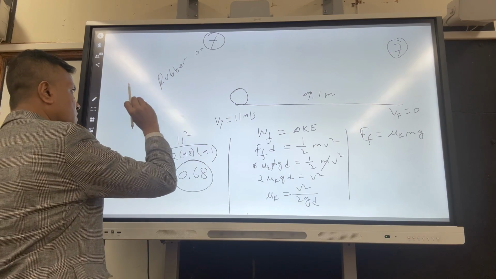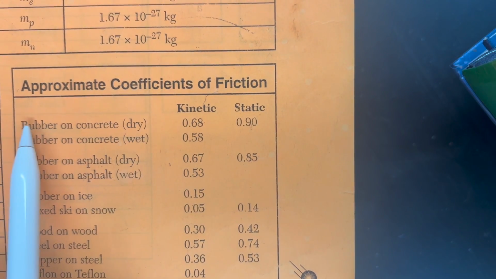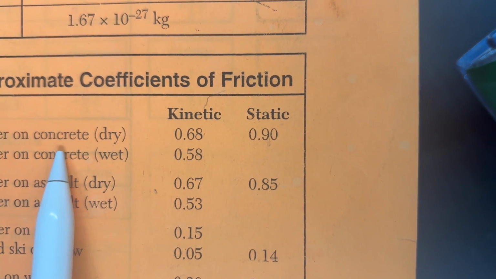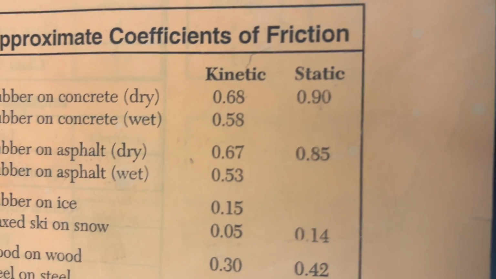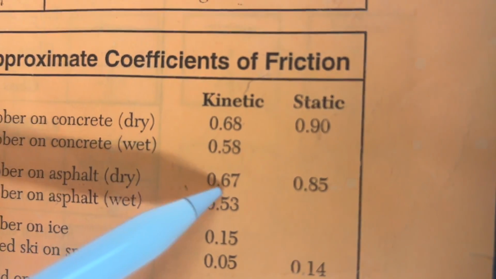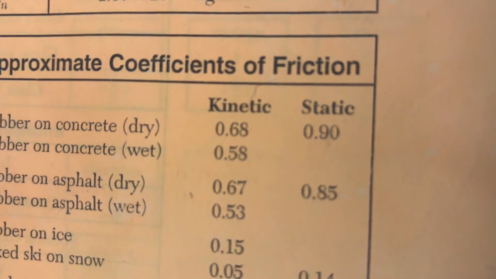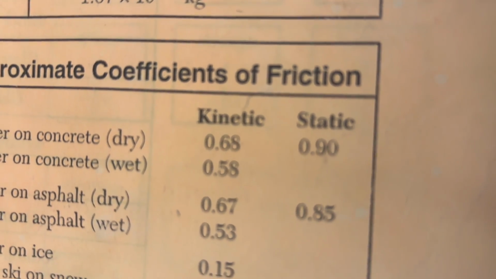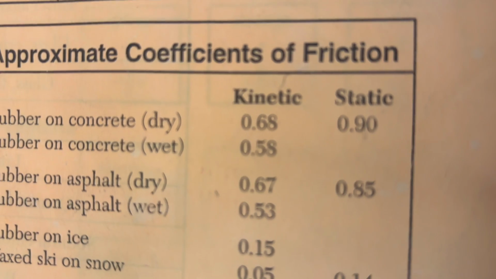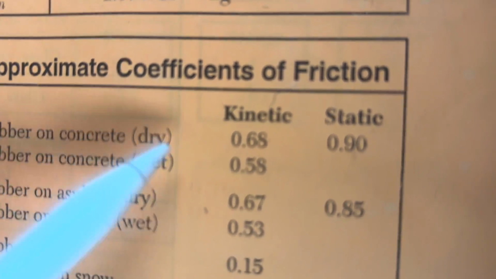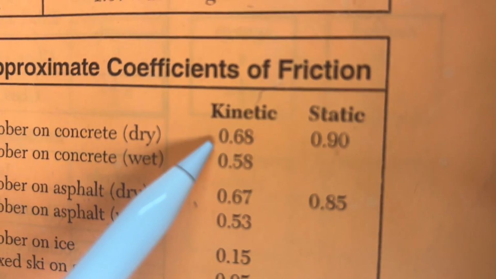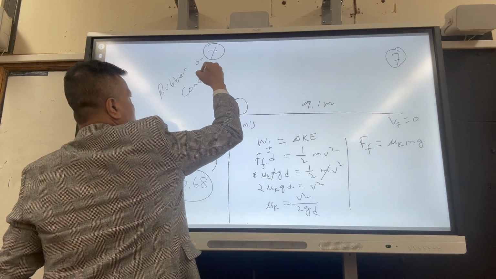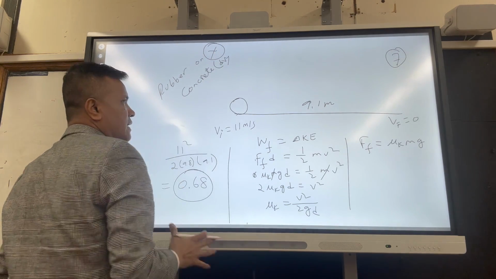Okay, now you're going to take a look at the reference table. The first one has to be rover, so you have only a few options. Rover on asphalt is 0.67 and rover on concrete is 0.68. I asked you to round it to two decimal places, right? And of course they use the sig figs to do this one. So if you rounded it to two decimals, then the only option is rover on concrete, dry. Okay, that was problem 7.